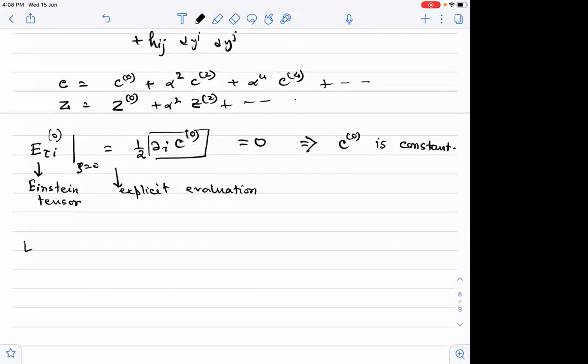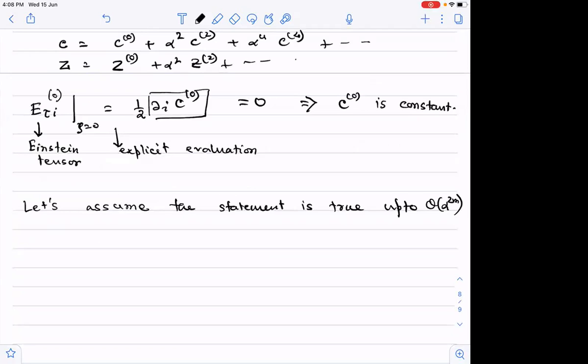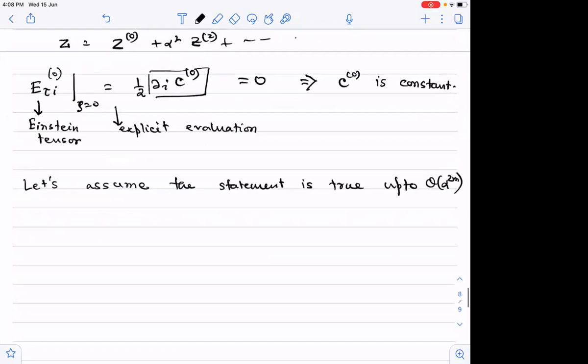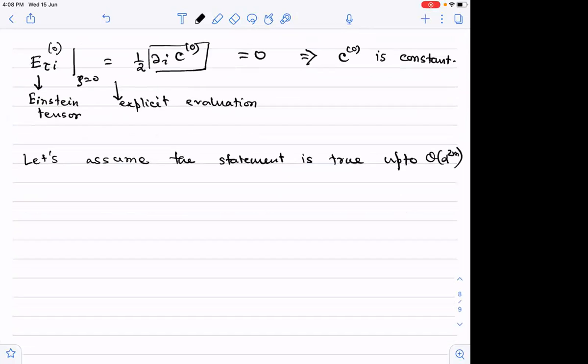Now let's assume the statement is true up to order alpha to the 2m. Then I'll try to show that if it is true up to order alpha to the 2m, it's true at order alpha to the 2m plus 2. Everything is square order; alpha is a length scale. Now, just one notation to simplify the writing. Let's define this thing. Any question?